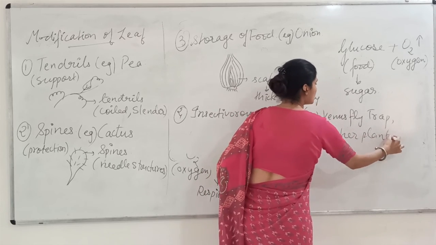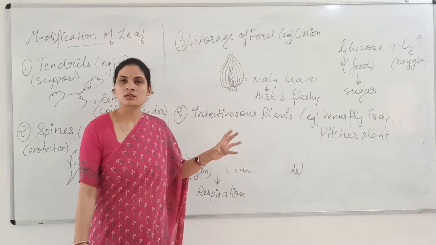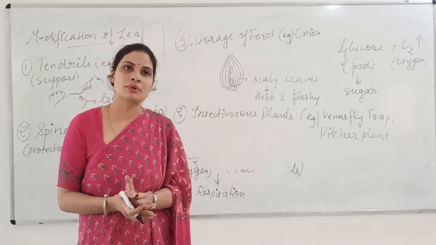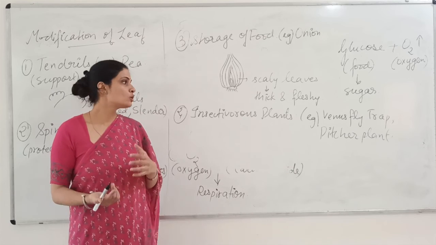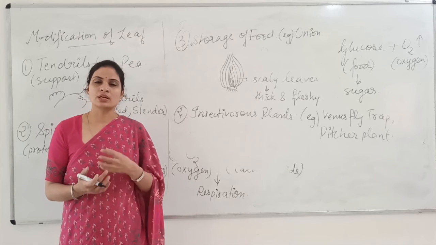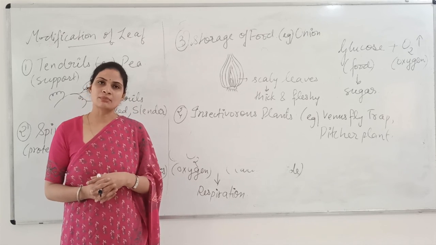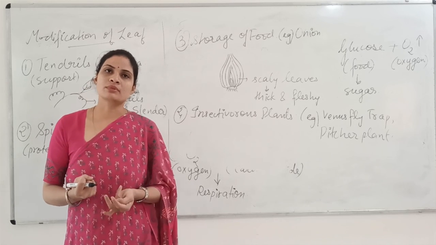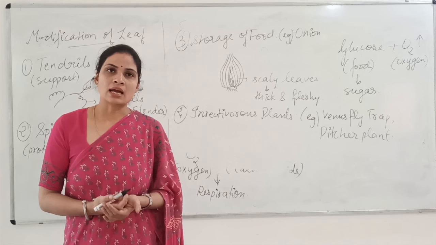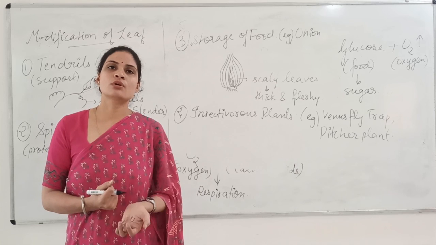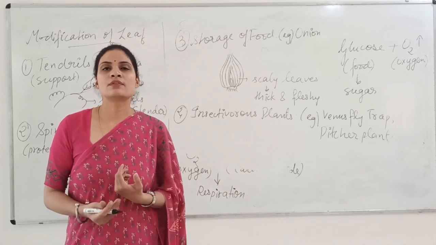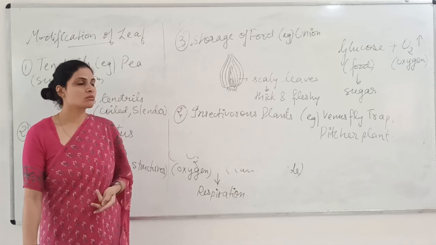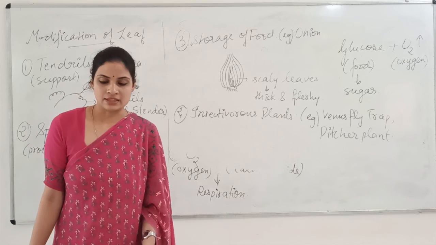So these are the two insectivorous plants whose leaf blade, or we can say leaf lamina, gets modified into pitcher-like structures where the insects get trapped inside and the plant absorbs the nitrogen from the insect's body, and by absorbing that nitrogen, they fulfill their nitrogen needs. Okay, so this was all about the modification of leaves. Thank you.